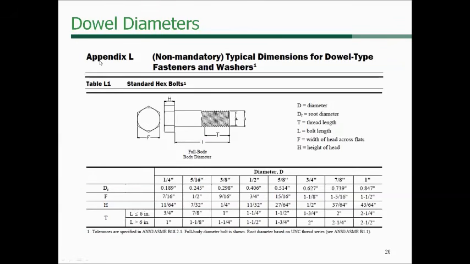Appendix L then of the NDS has some of the typical dimensions for dowel type fasteners. In this table L1, one of the first tables in that appendix, has the standard hex bolt dimensions from ANSI ASME B18.2.1, and we see again all the way over here on the right for that 1-inch diameter dowel that we're going to be looking at, some of the dimensions for that particular dowel.